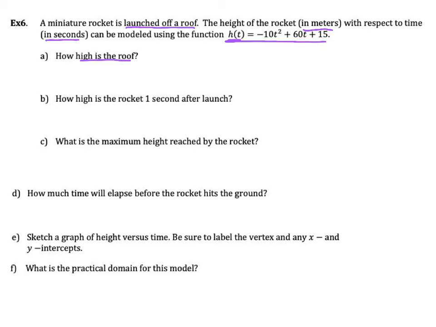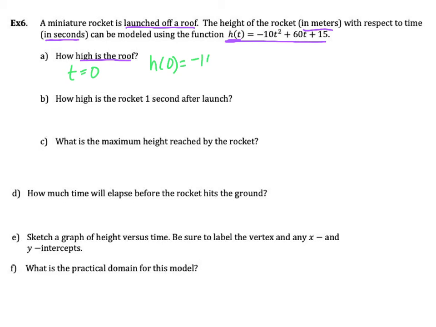So if it's on the roof at the very start, how much time has passed? Hopefully you're saying to yourself, oh, no time. That's right. So 0 seconds have passed because it starts on the roof. So in other words, we're just trying to find the y-intercept. Where did it begin? So you're doing h of 0.